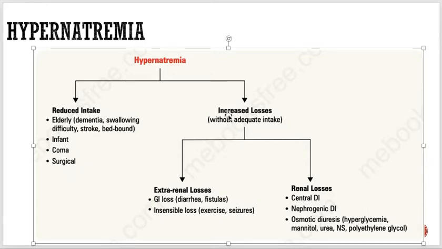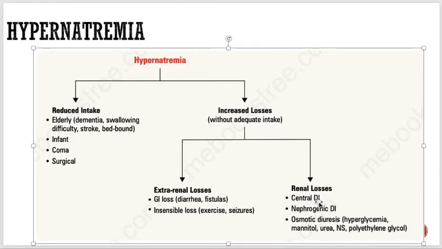And what are the cases in which there are increased losses? There are increased losses and you are not taking adequate intake. For example, in diarrhea, in fistulas, during exercise, during seizures. You lose water, but you don't lose much salt. Or renal losses are there, like central diabetes insipidus.